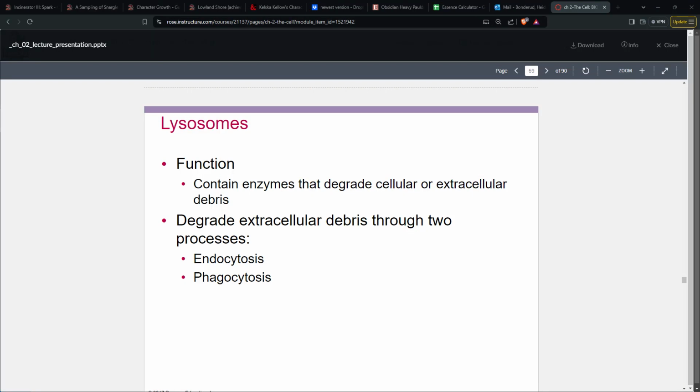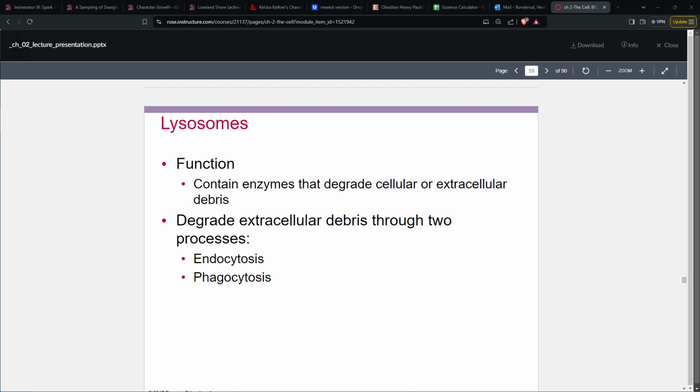All right, let us continue chapter 2. And specifically, we left off talking about membrane-bound organelles. Let's talk about lysosomes. So, lysosomes are going to be pouches, essentially, that contain enzymes that will degrade cellular or extracellular debris. They are going to do this through one of two different processes, either endocytosis or phagocytosis.